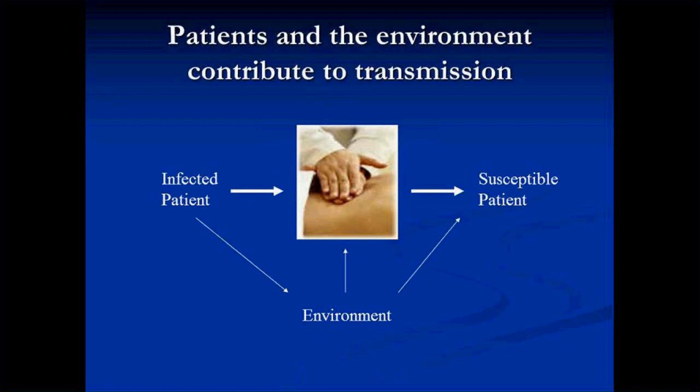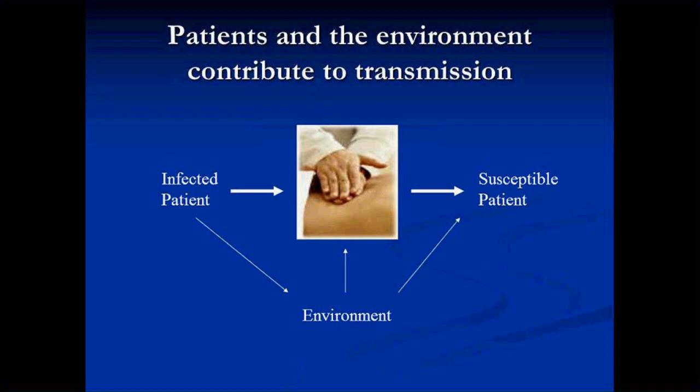So when we think about pathogen transmission in the hospital, the patients and the environment contribute to transmission of almost all of the organisms that we deal with in the hospital. So infected patients will shed the organisms and contaminate their skin and contaminate environmental surfaces in their rooms. And susceptible patients can acquire pathogens directly from contact with contaminated surfaces. So if a room is not adequately cleaned before the next patient is admitted, you can touch a bed rail and pick up a pathogen and acquire C. diff or VRE.